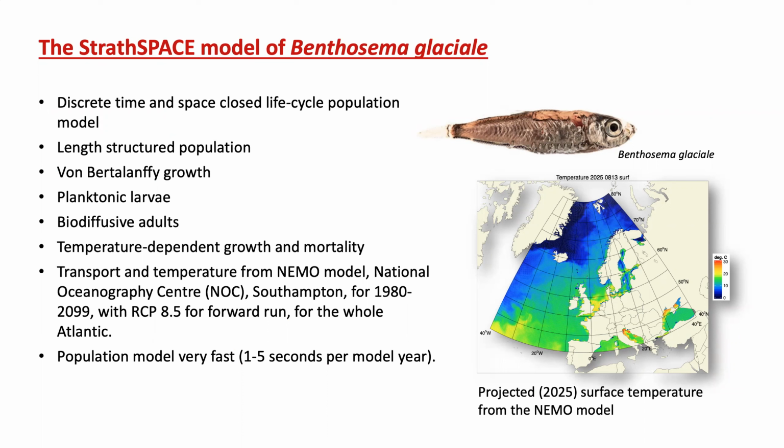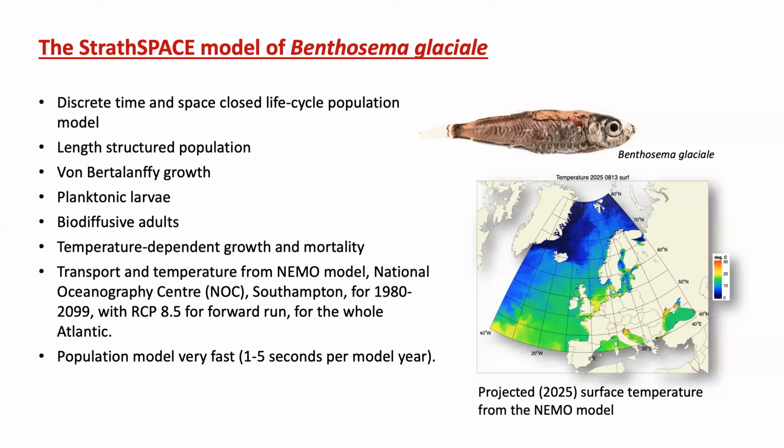So in summary, what we've discussed before, we have a discrete time and space closed life cycle population for the species. It's a length structured model, so we have length structured population. Growth is von Bertalanffy. The larvae are planktonic. That's to say they're drifting with the ocean currents and physical diffusion, and the adults are biodiffusive, so they're moving at random, but not necessarily driven by physical diffusion.